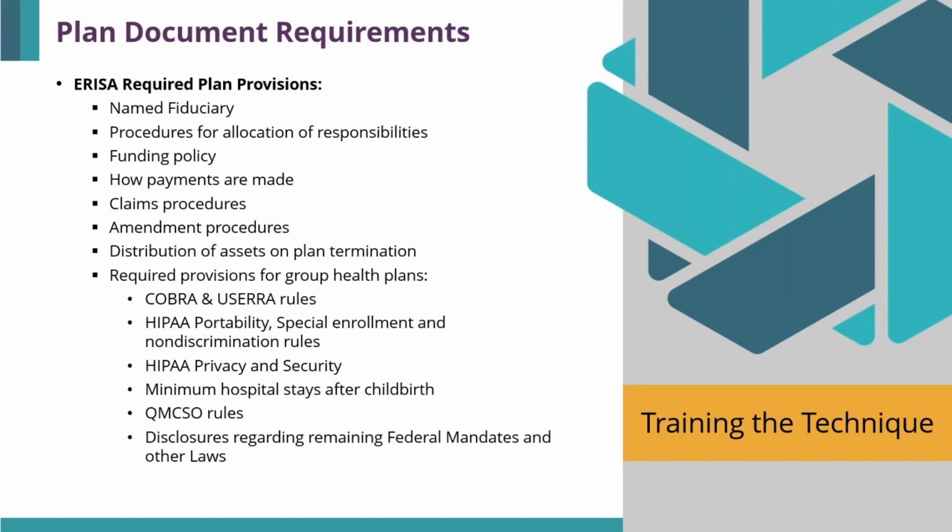distribution of assets if there are any on plan termination, and then all the different required provisions for group health plans: COBRA, HIPAA, minimum stays for childbirth. All the different mandates have to be included, especially in a plan document for medical plans. Now again, most of these terms are in an insurance contract, but again, not all of them are there.